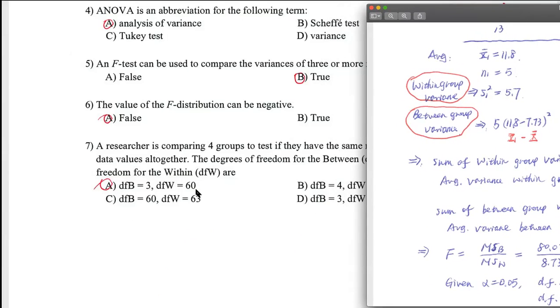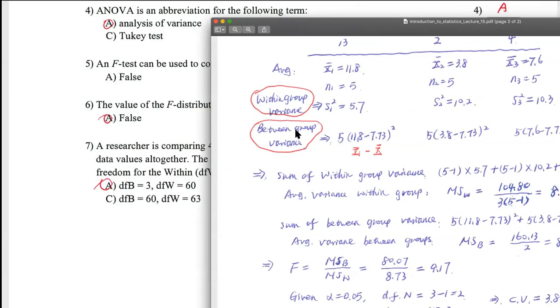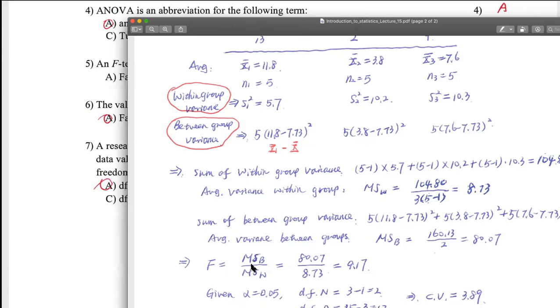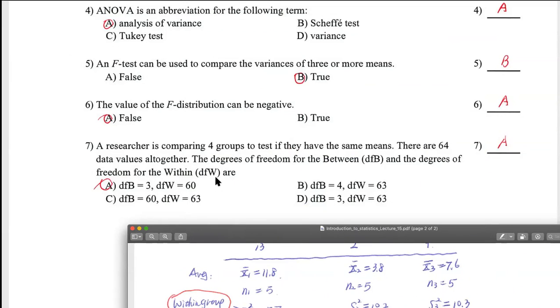So when we say the degree of freedom B, B for between, right? The degree of freedom between is how many groups minus 1, right? In this case, degree of freedom B is the numerator, right? It is the number of groups minus 1. Everybody, you can write this down on your notes here. Degree of freedom for between is equal to number of groups minus 1. For 4 groups minus 1, you get 3. So the answer is either A or D, because both have degree of freedom B equal to 3.